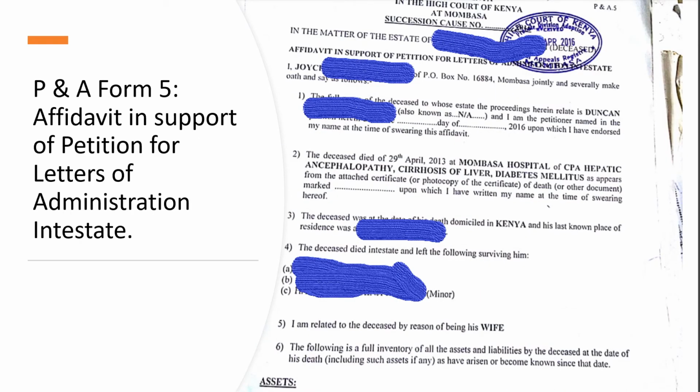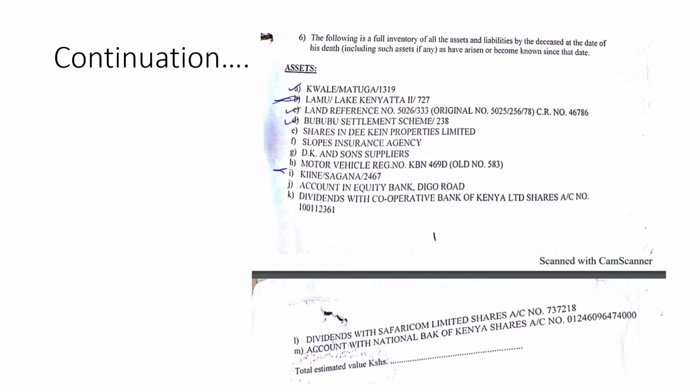And now this has to be accompanied by an affidavit. The petitioner would sign the affidavit, and pretty much she's just confirming that she is the wife, that the deceased was her husband, he died on this day, and he left the following people behind, and these are also the assets that he left behind. You can see they're listed right there. It's a couple of properties, shares, and the motor vehicles and bank accounts.